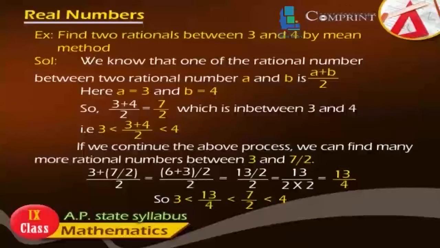If we continue the above process, we can find many more rational numbers between 3 and 7 by 2. (3 plus 7 by 2) by 2 is equal to (6 plus 7) by 2 by 2, is equal to 13 by 2 into 2, is equal to 13 by 4. So 3 is less than 13 by 4, which is less than 7 by 2, which is less than 4.